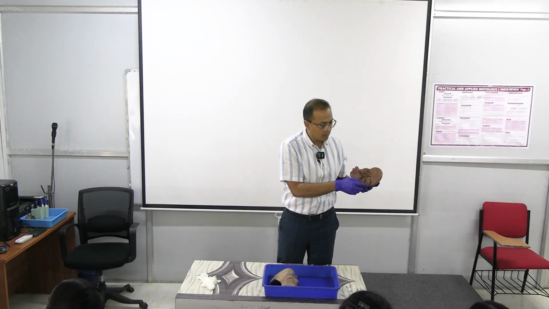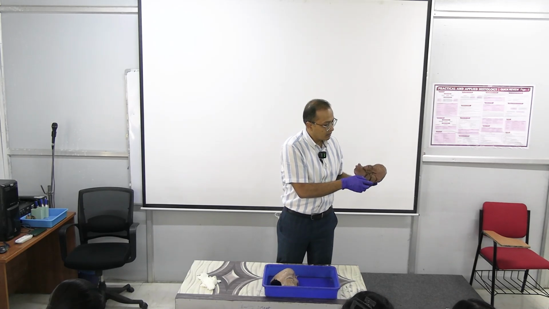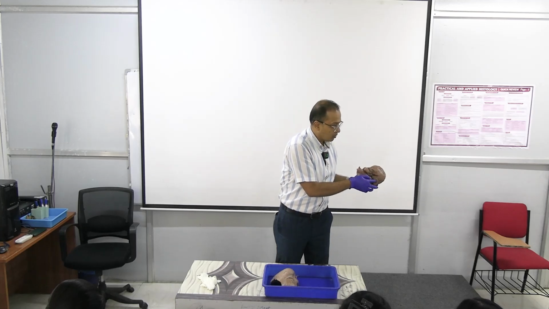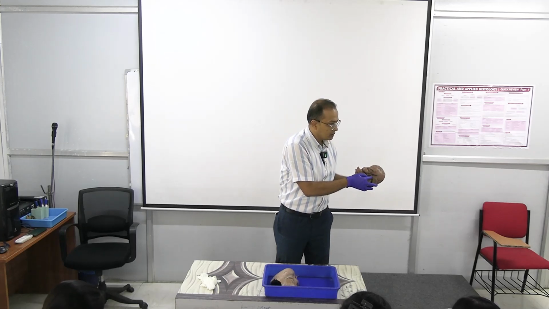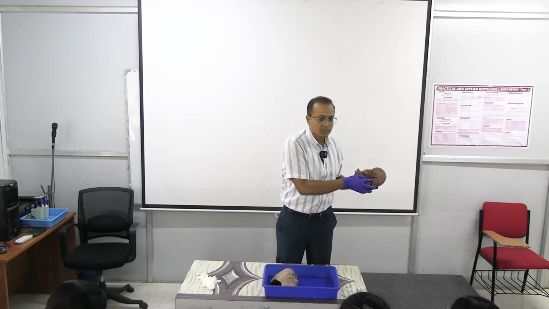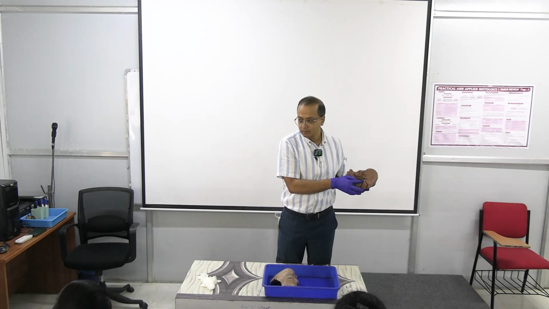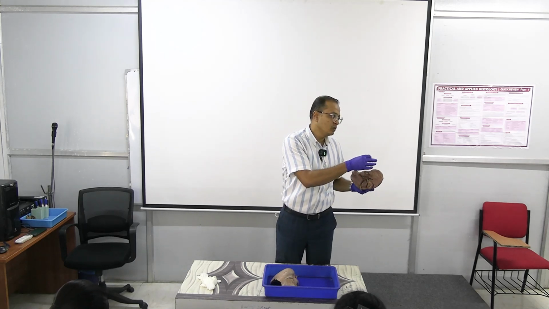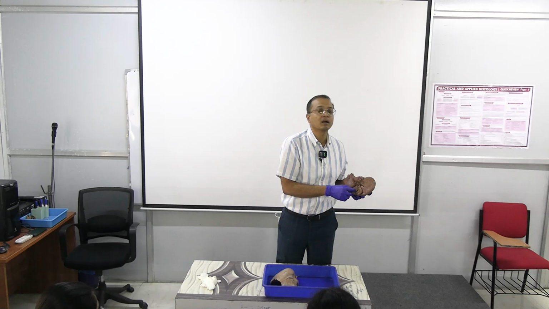Fundus of gallbladder, body of the gallbladder. Fundus of the gallbladder, then we have the body of the gallbladder, then we move to this part, we call them as neck of the gallbladder. Then the neck drains to a duct, we call them as cystic duct.